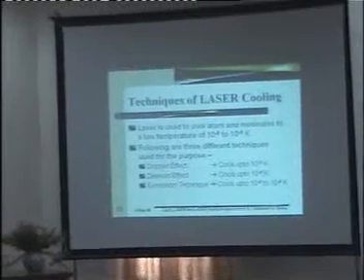is 10 to the power minus 6 Kelvin, whereas minus 3 Kelvin. Zeeman effect is further 9 Kelvin. Next page.